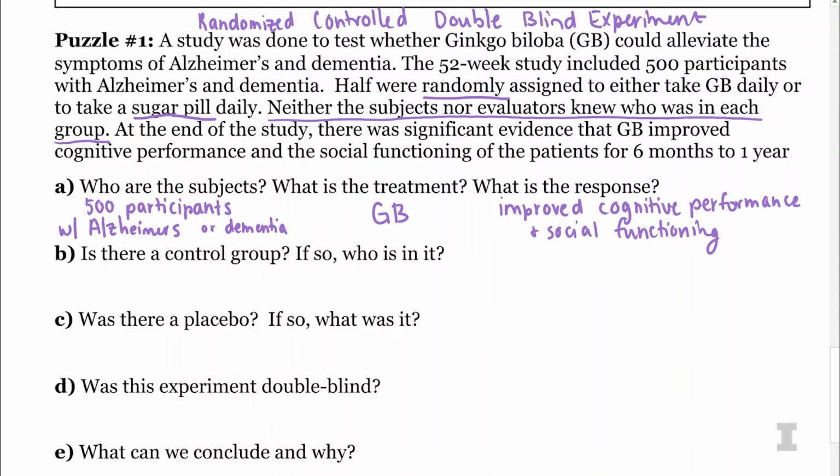The second question asks us, was there a control group? Did we have that comparison group? And if so, who was in it? Here it did say that half the subjects were randomly assigned to take the GB, so that's our treatment group, and half were assigned to take the sugar pill daily. So I'm going to say, yes, there was a control group, and this was who was in it: half the patients, and they got the sugar pill. The next question says, was there a placebo? And yes, we said there definitely was, and that was the sugar pill.